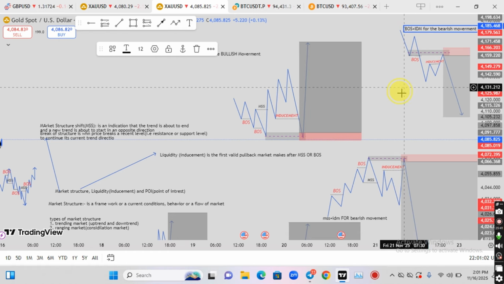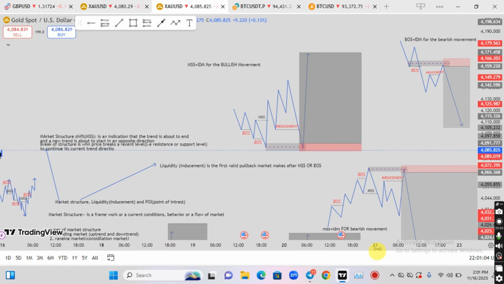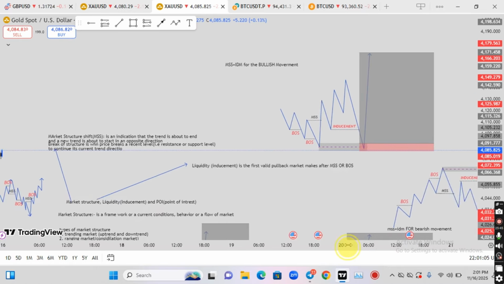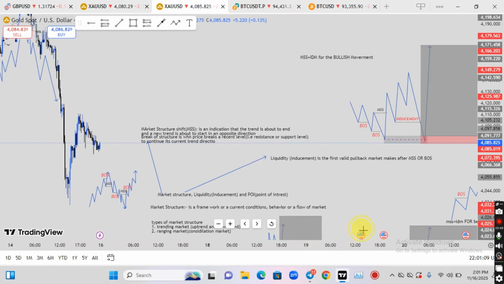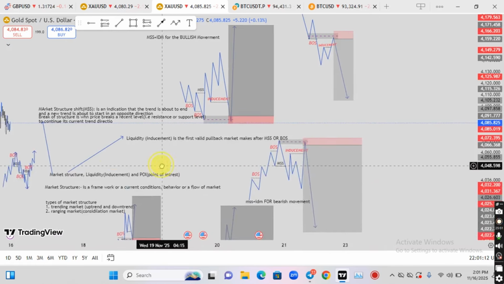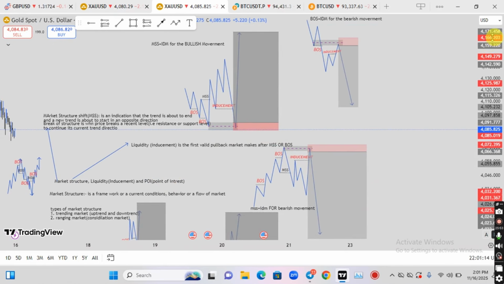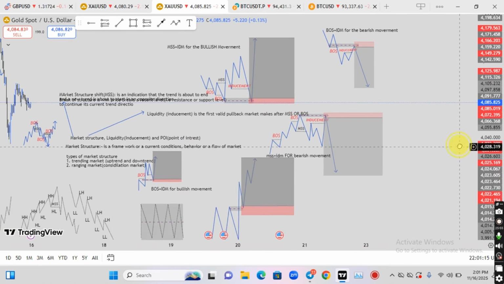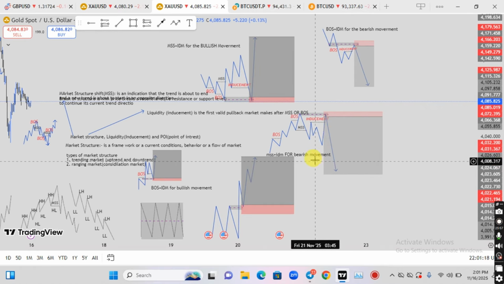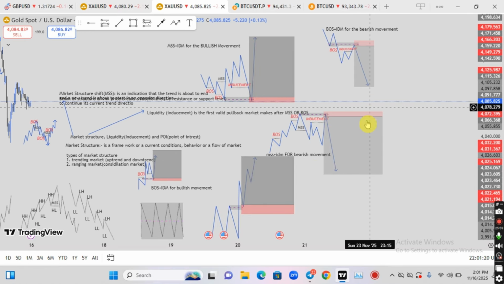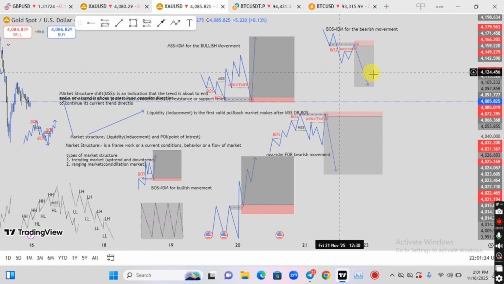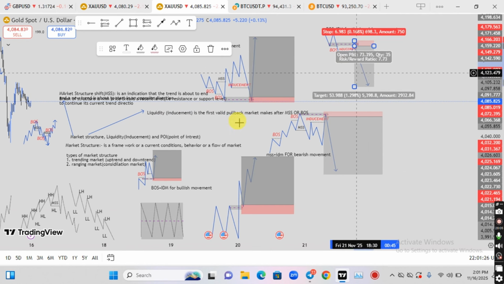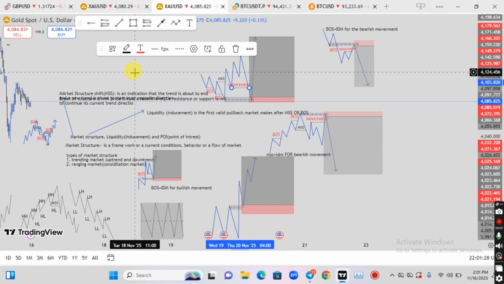I hope you guys are understanding what I'm doing here. Just simple. I'm going to spread it out for you so that you see it clearly. These are all I was doing. This is all part of the inducement liquidity I'm talking about, right? So now let me explain this movement here and then this movement here.